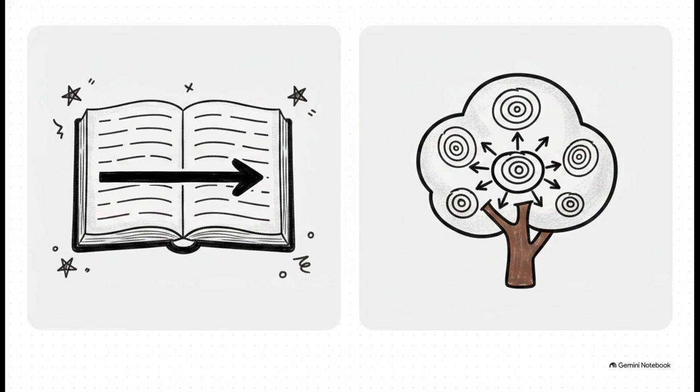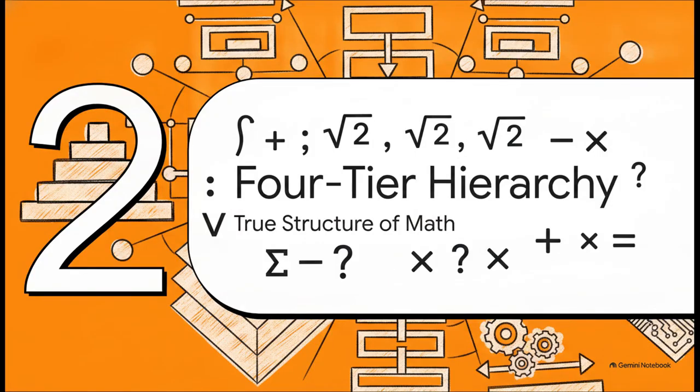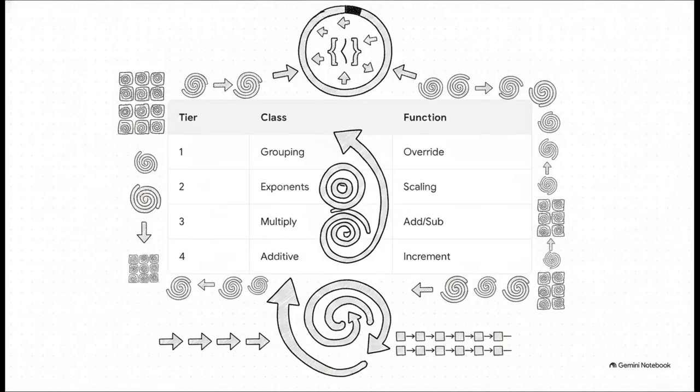Expecting someone to read an equation the exact same way they read a sentence is just setting them up for immediate cognitive failure. Which brings us to Section 2, the four-tiered hierarchy. Let's uncover the actual structure of math. You see, mathematical operations have an inherent hierarchy that comes from structural relationships, not just arbitrary rules someone made up.